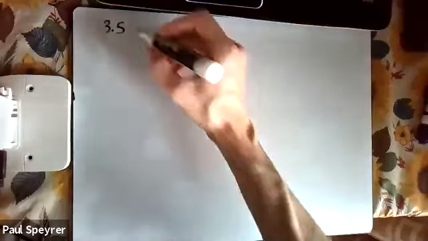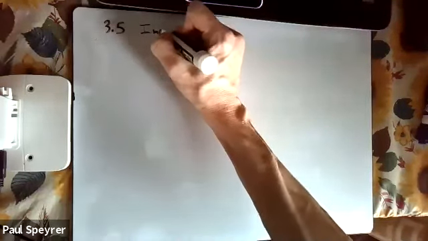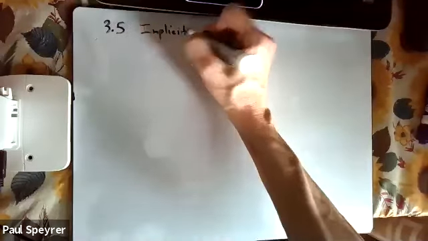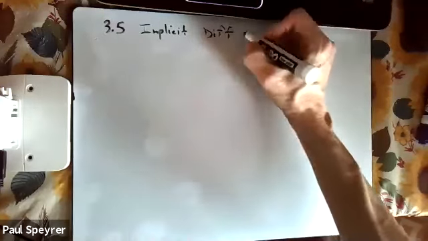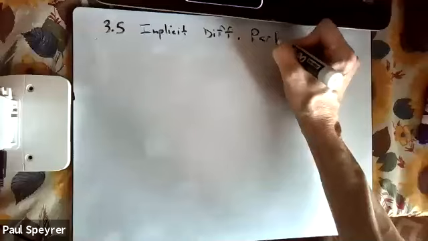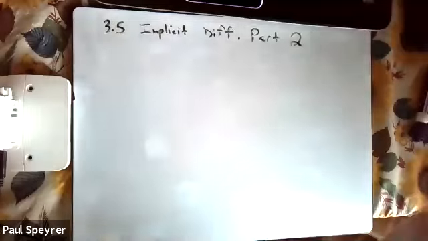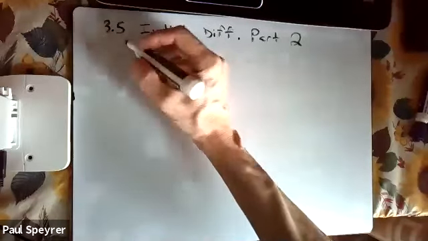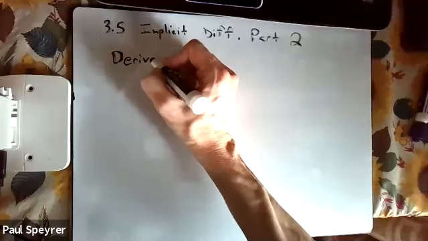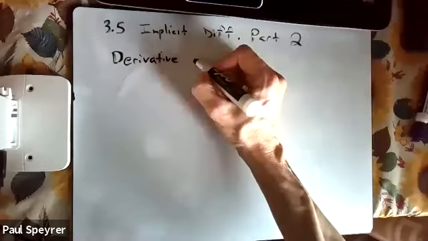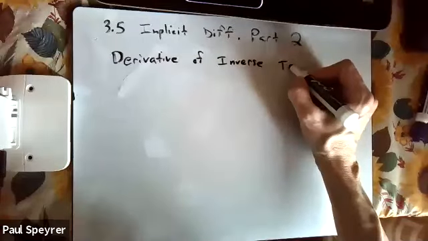All right, so this is 3.5 part 2. So this is still implicit differentiation part 2. Basically, this last little chunk is the derivative of inverse trig functions.